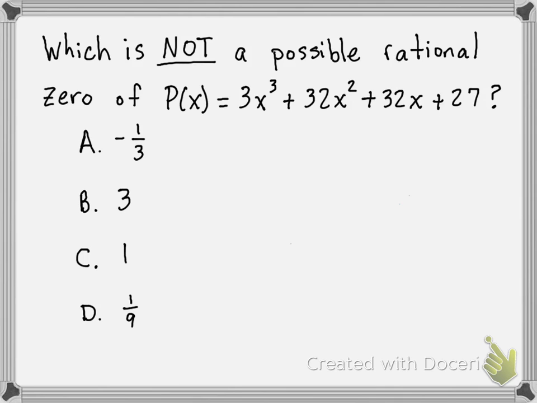And so what we're going to make note of is the constant term and the leading coefficient. Now, the constant term is the term that does not have a variable. So we can see here the constant term is positive 27. I'm going to write this down.